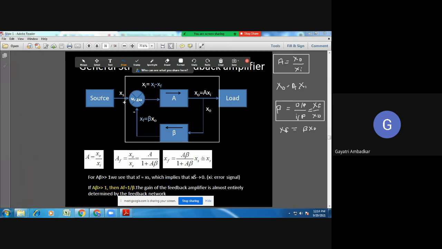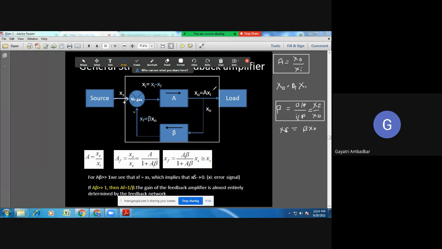Here I will apply the source, meaning the device from which I am inputting the signal. The source will give input signal Xs that will go to the mixer, and the feedback signal will also go to the mixer. First of all, what will happen? The source will provide the signal to the mixer. It will go to the amplifier.